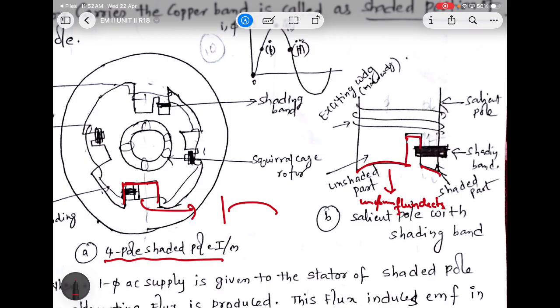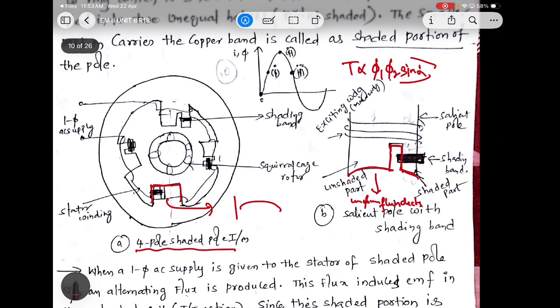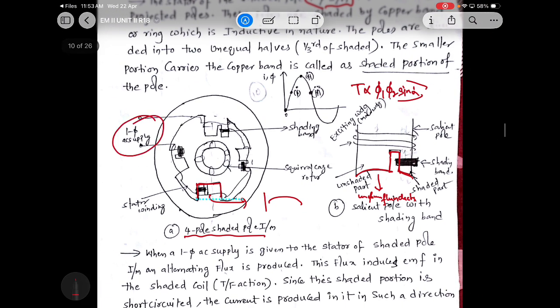As it is semicircular here, I'm slightly cutting some portion of this pole, so that it is divided into two halves. Again it justifies the same formula, phi 1 phi 2 sin alpha, with single phase. With the single phase supply I'm only getting this phi m.